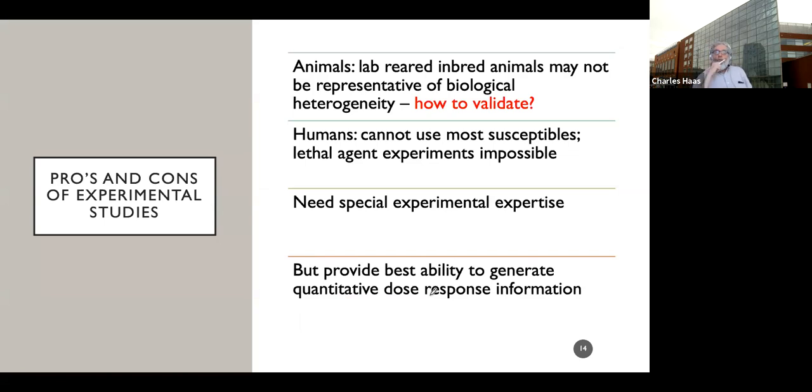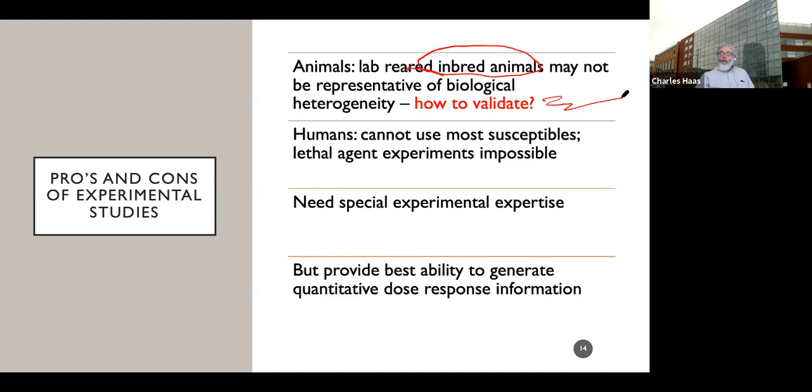Now, experimental studies have pros and cons, as do all experiments. For animals, I mentioned the idea that these studies are often done with genetically homogeneous inbred animals. They may not be representative of biological heterogeneity, and we need to ask how to validate that with human data.